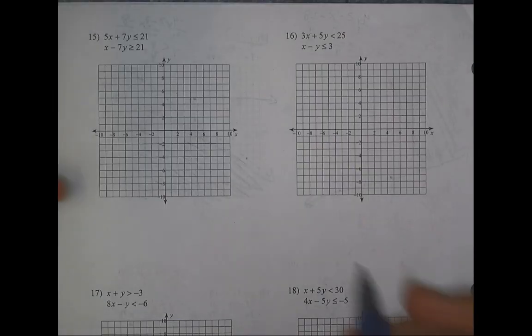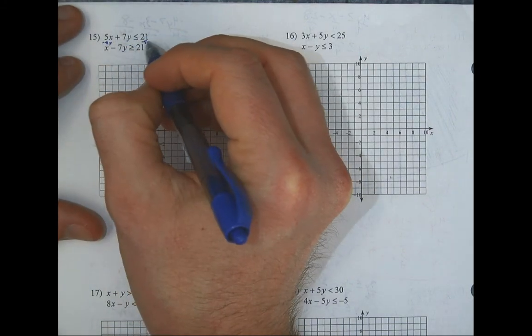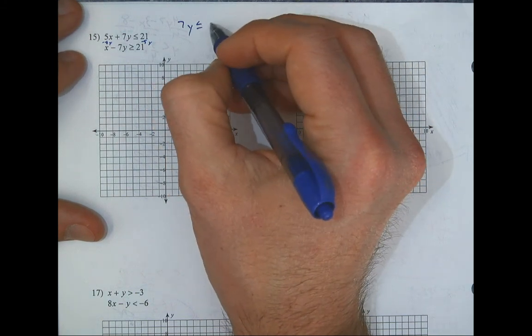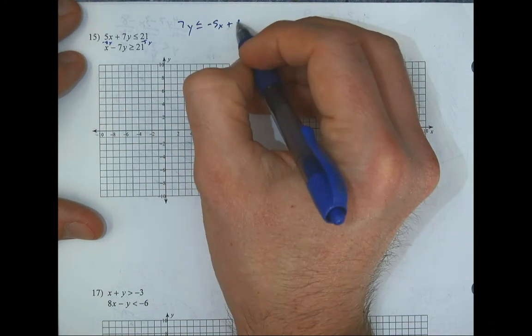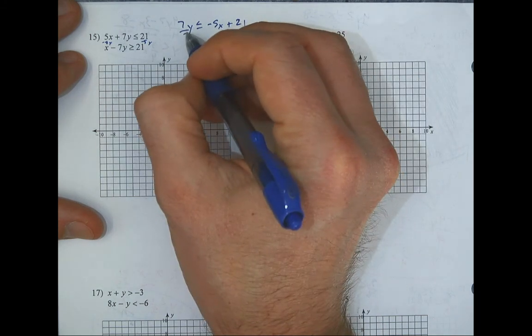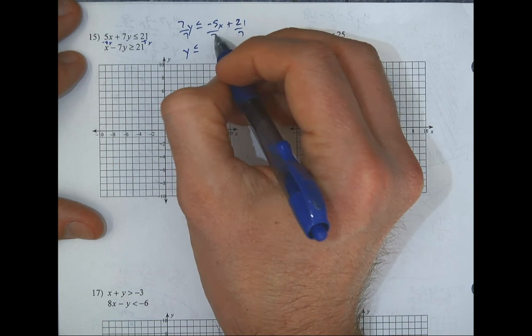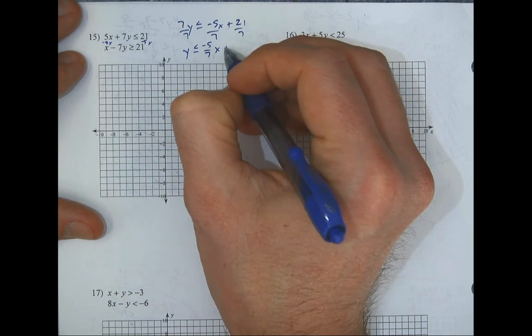All right, last page. Gotta get these in y equals, so I'm minusing the 5x here, leaving me a positive 7y. Since I subtracted, it's a negative 5x on this side. That was a positive 21, I write plus. Divide by 7. No flip, because this is not a negative number I'm dividing by. So this is negative 5/7 x plus 3.